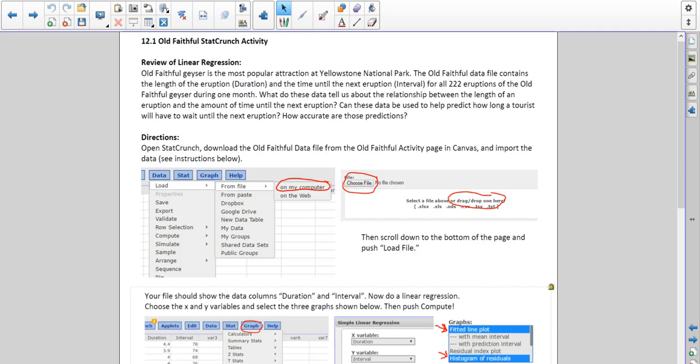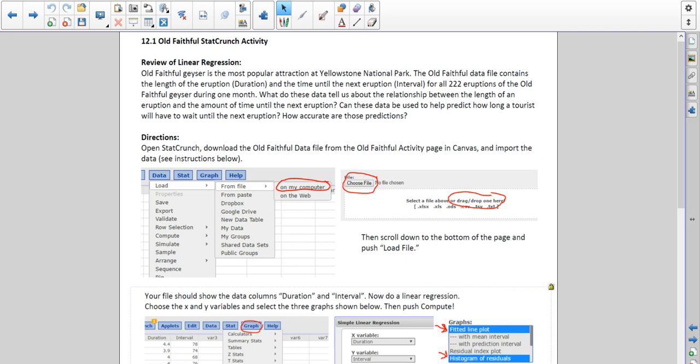In this activity, we're going to download some data from Canvas, upload it into StatCrunch, do a linear regression, and then use that information to review some important vocabulary from Chapter 3 that we need to know in order to move on to the inference for regression in Chapter 12.